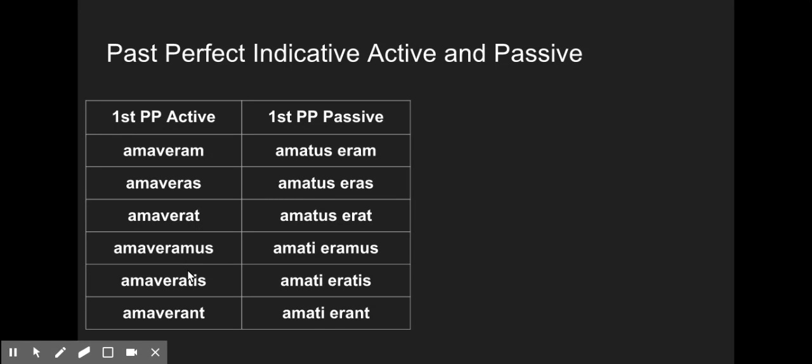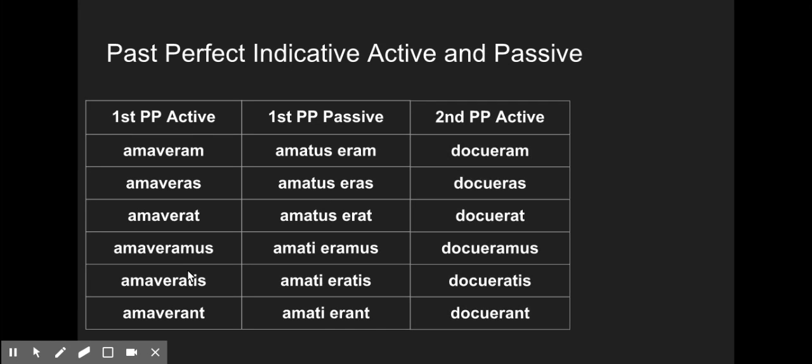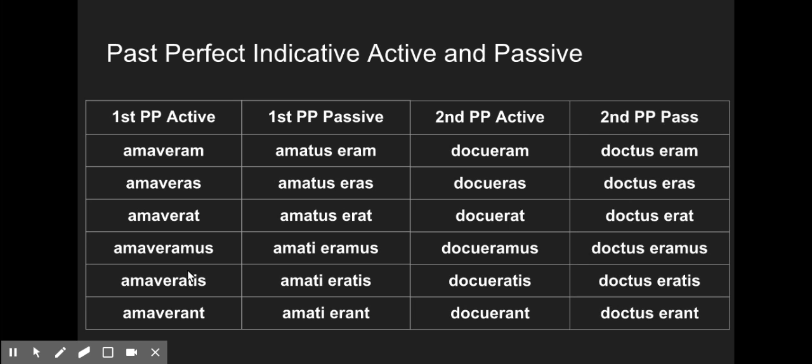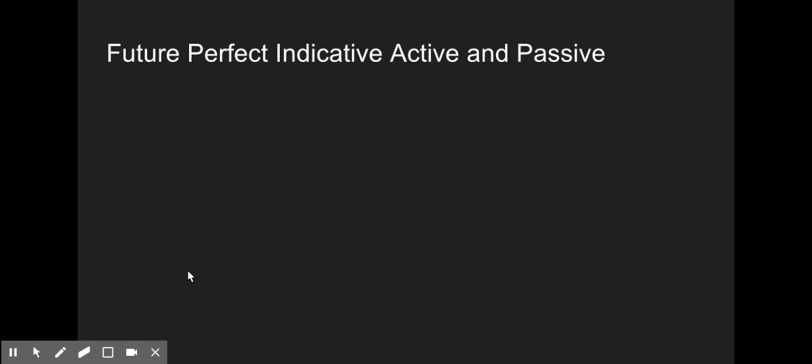Notice that it goes to amati in the plural, and I'm using this as a masculine example. If this was feminine, it'd be A and AE. If it was neuter, it'd be A. And again, second conjugation is exactly the same. There's no differences. Use the third principal part for the active and the fourth principal part for the passive.